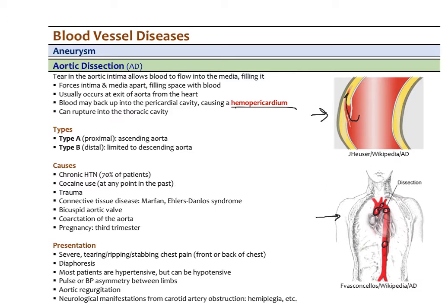So there are two types. Type A, and that's proximal. That's going to occur, for example, at site number 1, whereas type B, the distal type, is limited to the descending aorta. So type A, ascending aorta; B is descending aorta. And we're going to have different treatments for each here.